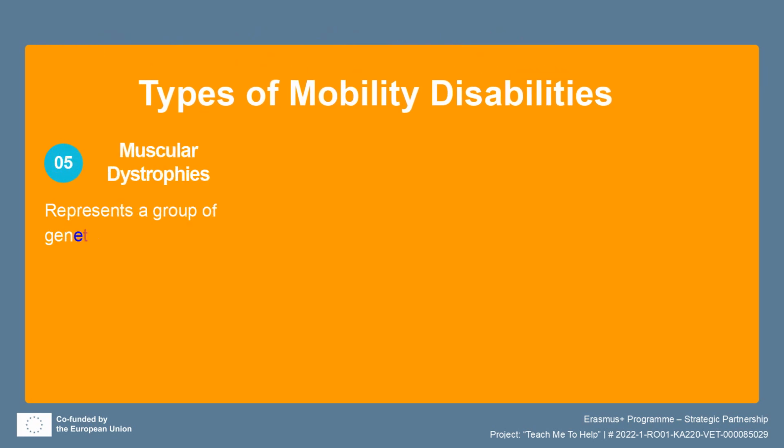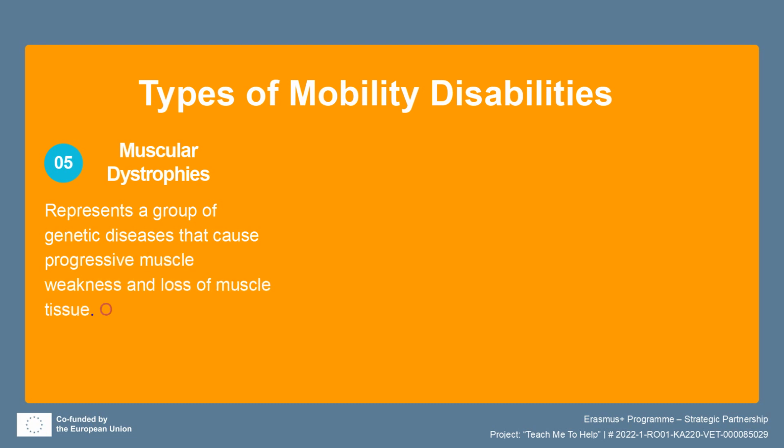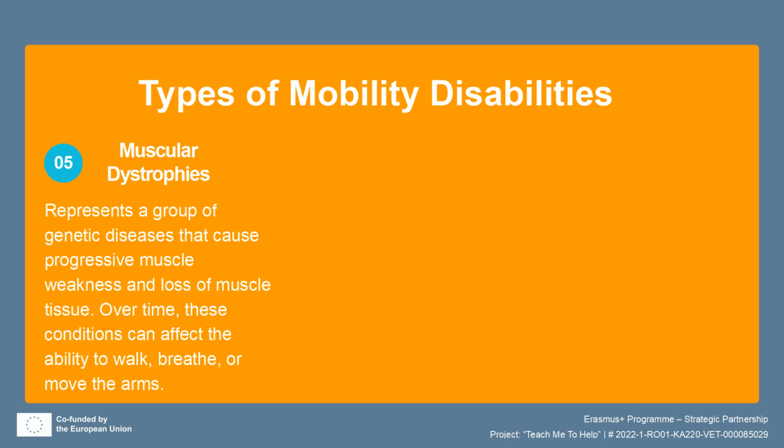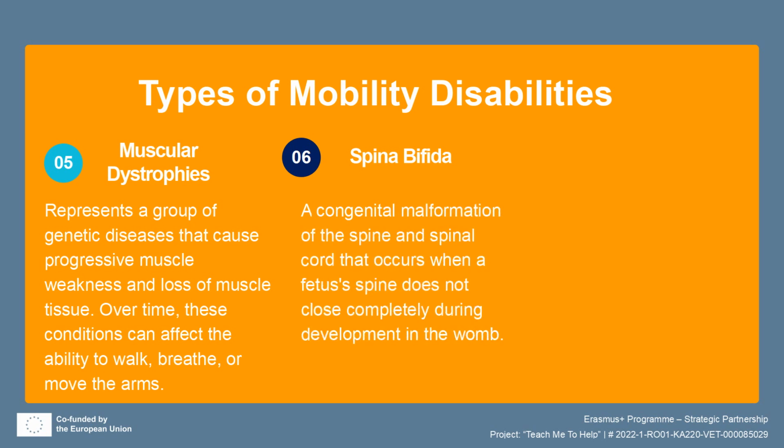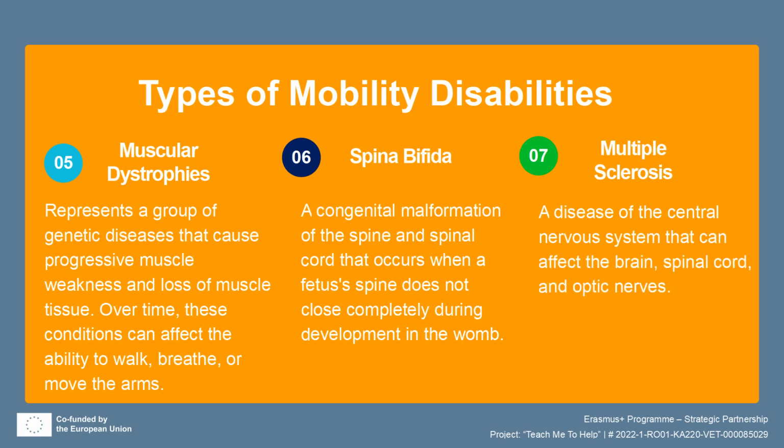Muscular dystrophies represent a group of genetic diseases that cause progressive muscle weakness and loss of muscle tissue. Over time, these conditions can affect the ability to walk, breathe, or move the arms. Spina bifida, a congenital malformation of the spine and spinal cord that occurs when a fetus's spine does not close completely during development in the womb. Multiple sclerosis, a disease of the central nervous system that can affect the brain, spinal cord, and optic nerves.